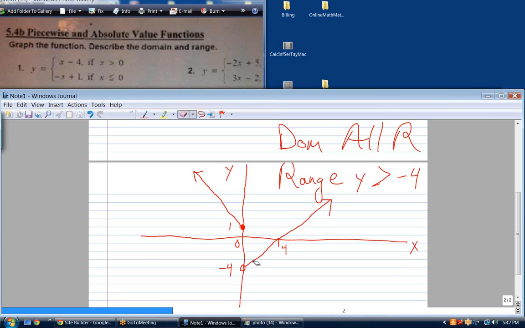It could be negative 3 right there. It could be negative 2. It can be 0. We don't even need this part on the left. In other words, that entire range came from just the right side of this function. Okay. Let's go to the next one.